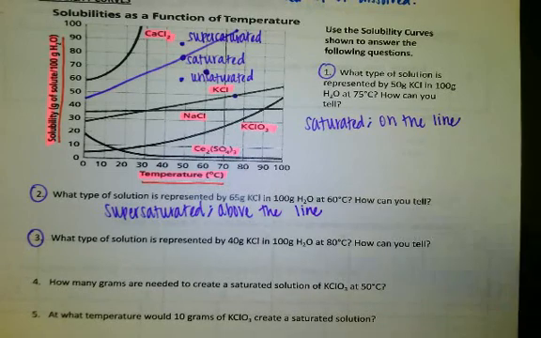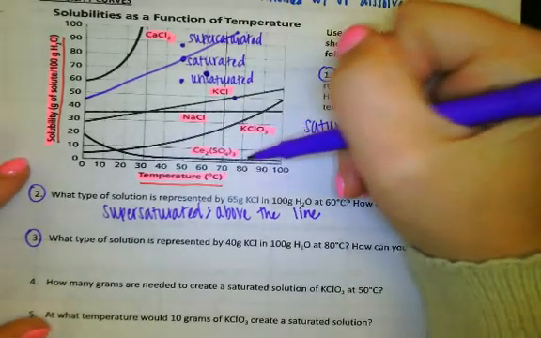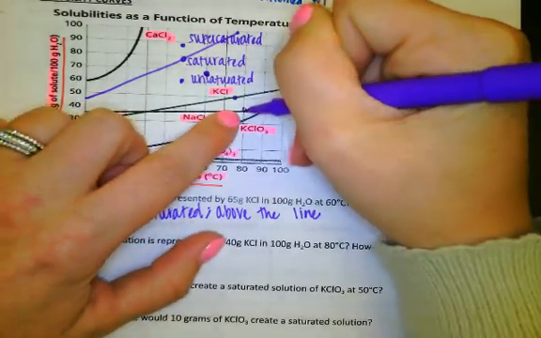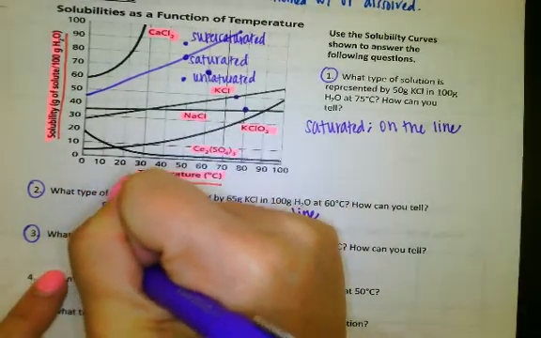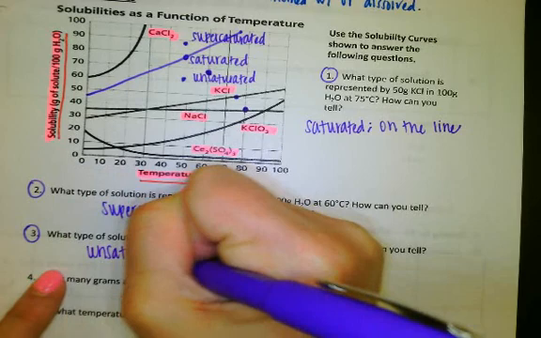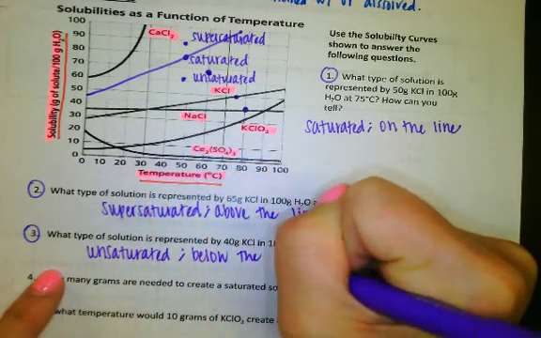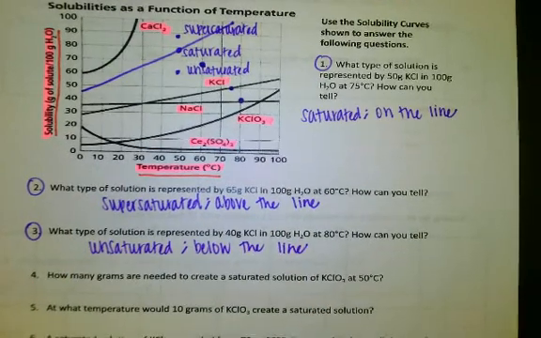All right, what type of solution is represented by 40 grams of KCl and 100 grams of water at 80 degrees Celsius? So 80 degrees, 40. Jordan, what type of solution is this? Good. Does anybody have any questions on 1, 2, or 3?